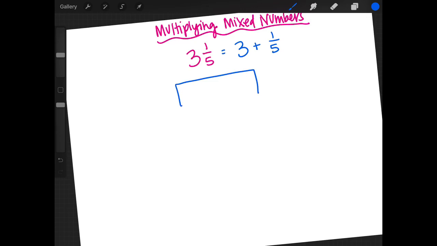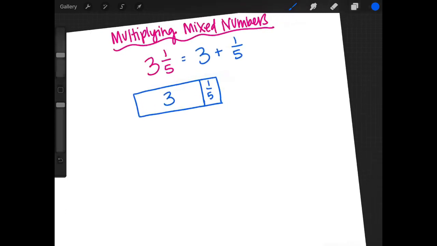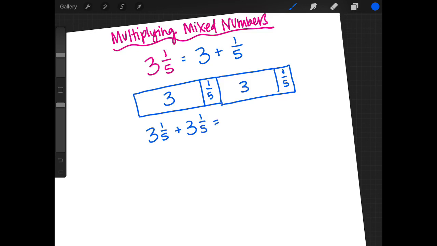So I'm going to have this here, and I know that 3 is much bigger than 1/5, so I'm going to draw a little line here, and I'm going to say this small box represents 1/5, and this large box represents 3. Now, I'm going to draw one more copy of this tape diagram right next to it. And I have 3 right here and 1/5 right here. This is the same as 3 1/5 plus 3 1/5, which is also the same as 2 times 3 1/5.